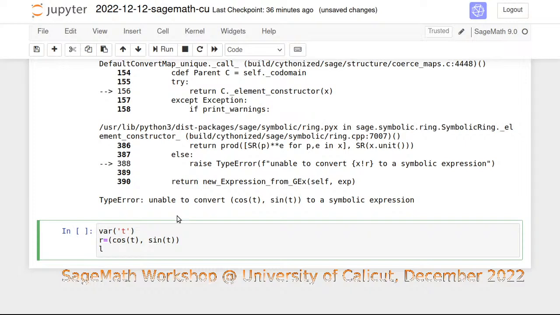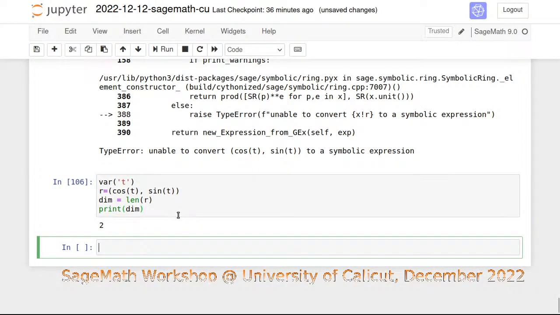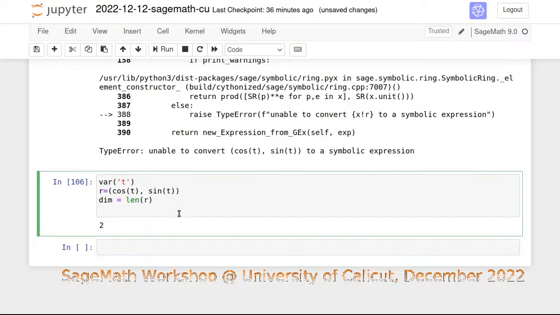Suppose we call it the dimension, because there are two. This is in R2. Dimension of R is length of R. Let us see whether that is actually giving something sensible. Yeah, it gives 2. Now what we have to do is differentiate both of these, and we have to just put it back.